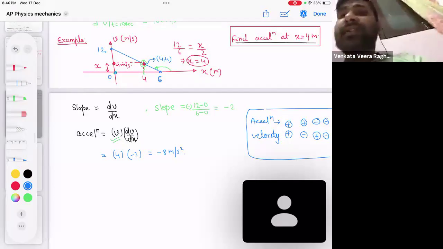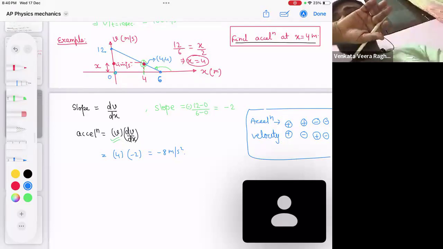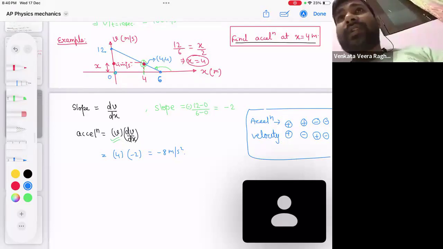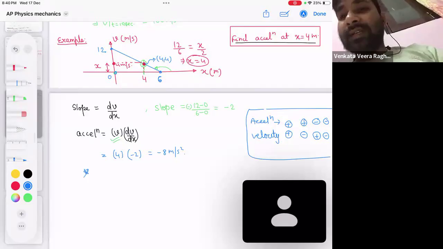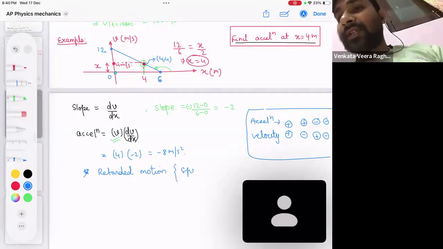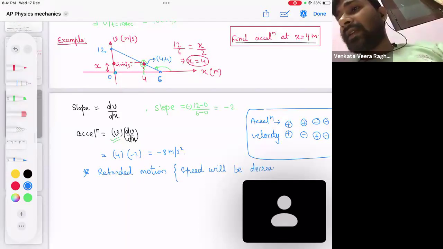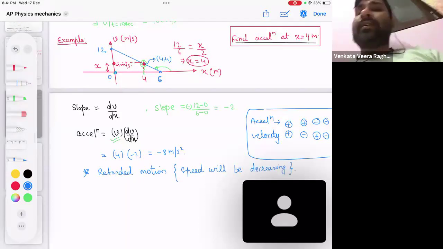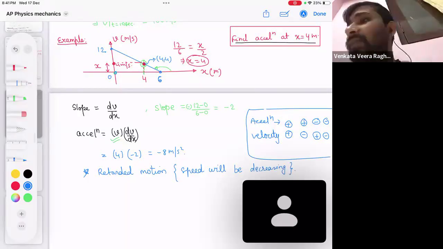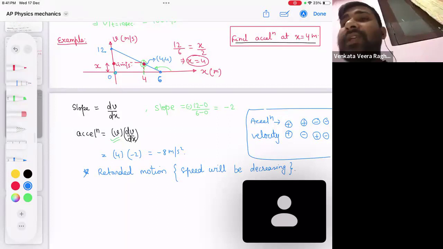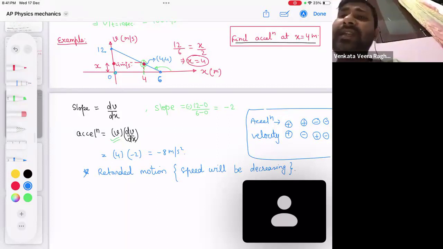Okay. So look at the graph. In this question, velocity is positive, acceleration is negative. So that's why it is a case of what? It is the retarded motion. Listen to me. That means retarded motion also tells us that speed will be decreasing, isn't it? Speed will be decreasing. Please tell me, is that part clear? So it is a retarded motion, so speed will be what? It will be a decreasing one.